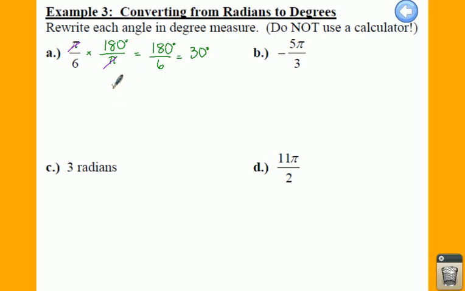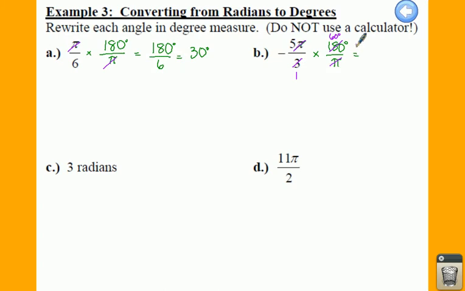Same thing here for B. If we want to turn this radian into degrees, you're going to multiply this by 180 degrees over pi. So that's your conversion factor. Then your pi's cancel, and you can also reduce your 180 and your 3. The 3 becomes a 1, and 180 divided by 3 is 60.